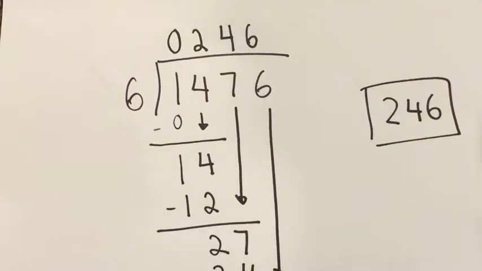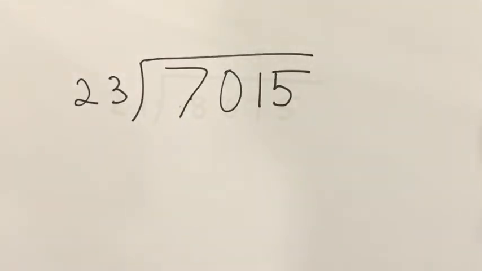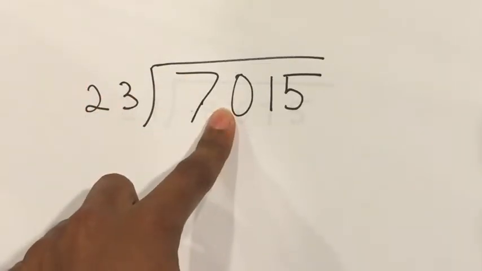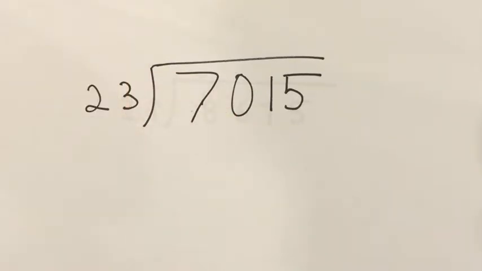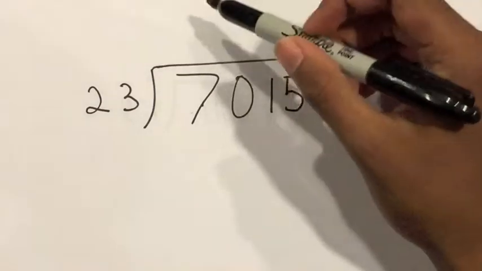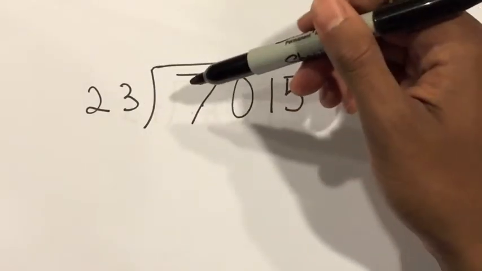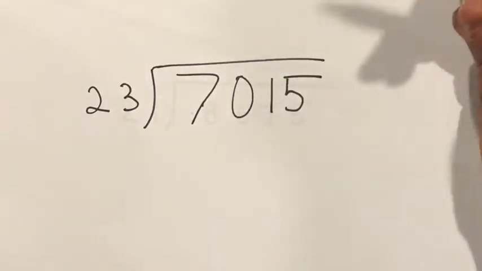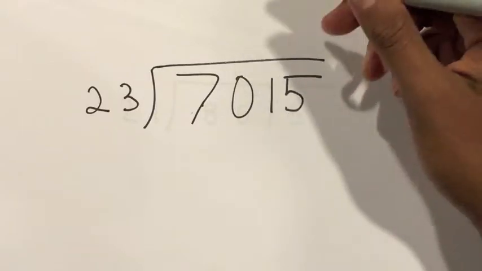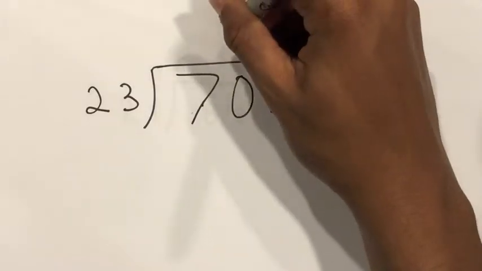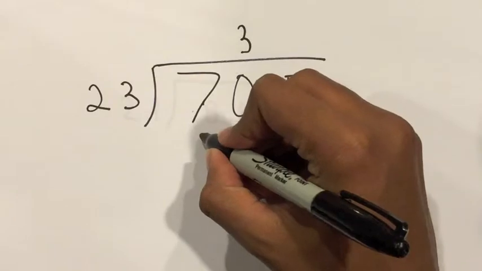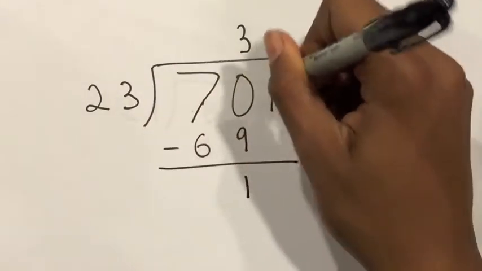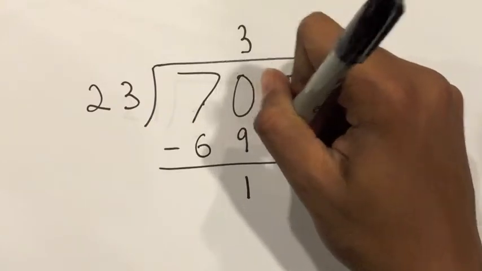Pretty simple, right? Let's go on to a more complicated problem. So now we're going to have a 4-digit number divided by a 2-digit number, right? So you know that 23 goes into 7 0 times. Now let's look at the number 70, right? So now we know that 23 times 3 is 69. So we'll go ahead and put a 3 here, right? 69 right here. Subtract, get 1. Bring down number 1.